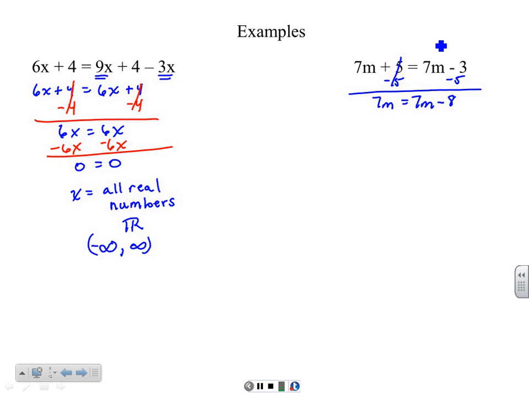And then to get your m terms on the same side, I would minus 7m from both sides. Well, this is kind of tricky to see, but remember these are going to cancel out to 0 is equal to, and this is going to be 0 minus 8. So basically what I have is 0 is equal to negative 8. Well, that's a false statement. 0 is never equal to negative 8. So since I get a false statement, this means that there is no solution. In other words, there is no number that I can plug in for x that would make this equation true.